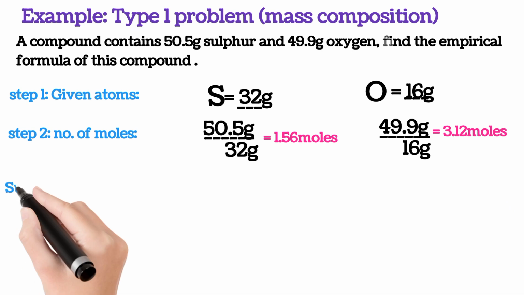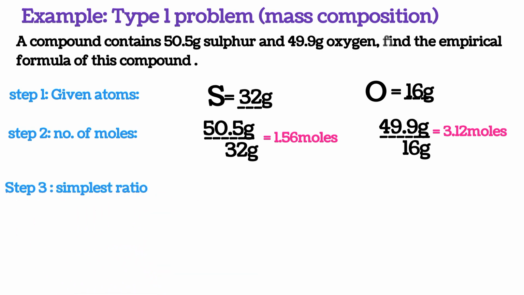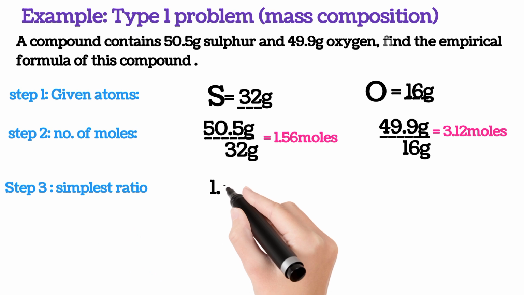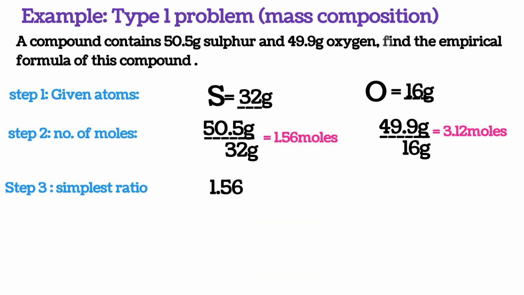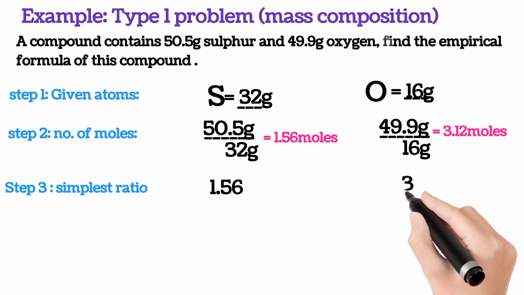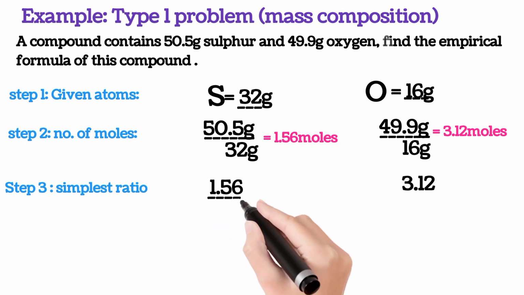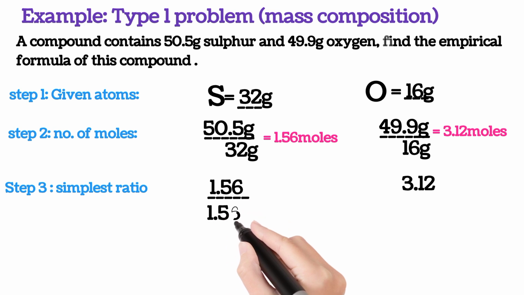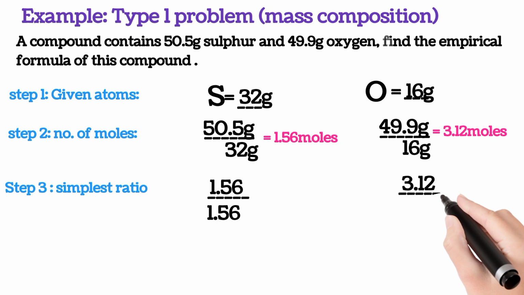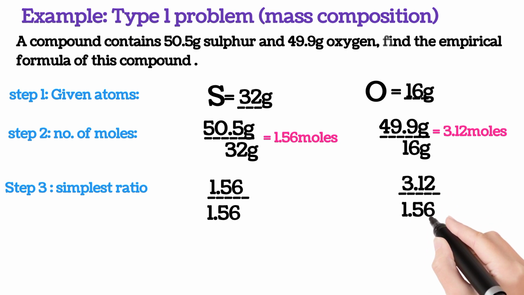Step 3. Let's get the simplest ratio. And we'll get that by writing out this number of moles. First of all, we're going to have 1.56 and 3.12. And we'll divide through by using the smallest among them. So 1.56 is smaller than 3.12. So we'll divide through by what? 1.56. So we're going to have 1.56 divided by 1.56, and 3.12 divided by 1.56.